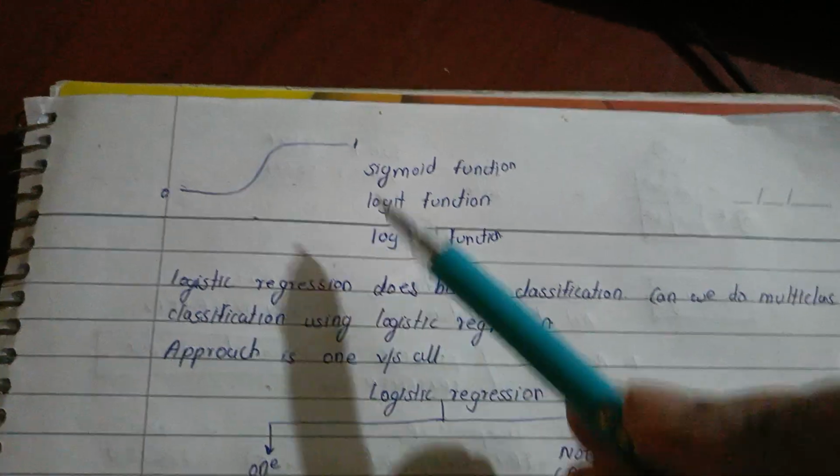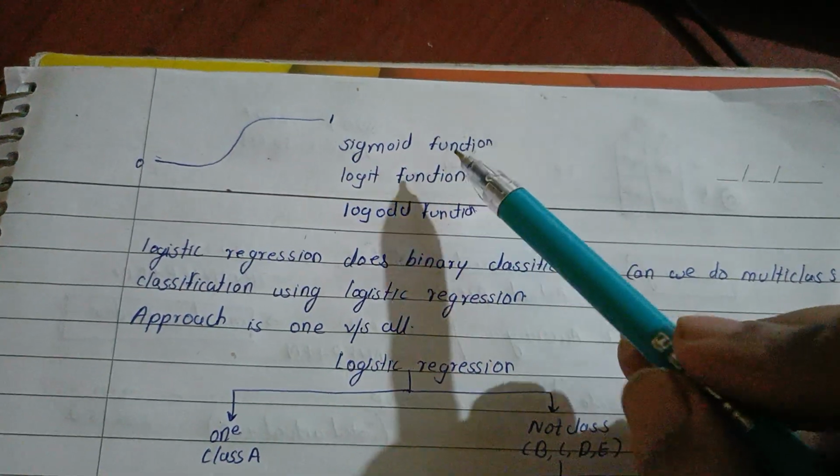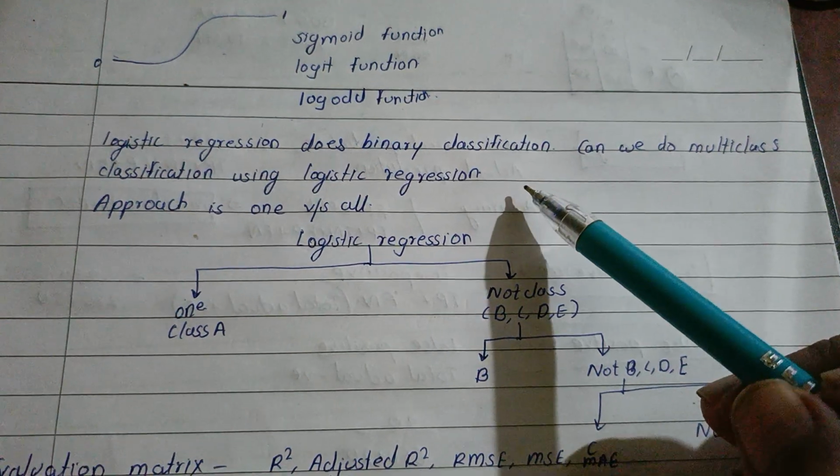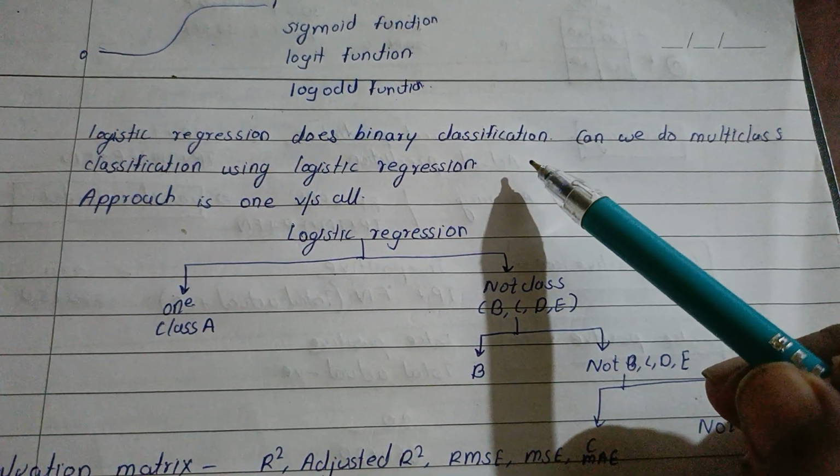Now moving on to the next page. This is how the sigmoid function looks. The sigmoid function is also called the logit function or log-odds function. Now, logistic regression does binary classification.